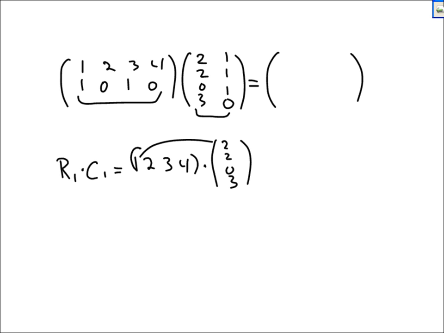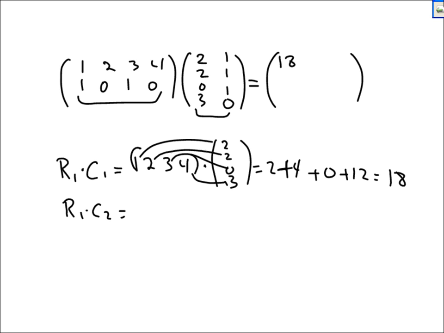1 times 2 is 2, plus 2 times 2 is 4, plus 3 times 0 is 0, plus 4 times 3 is 12. Looks to me like 18. So in the row 1, column 1 position, I put the number 18. Then I attempt to do row 1 with column 2. I have row 1, but I don't know if the next matrix has a column 2. And yes, it does.